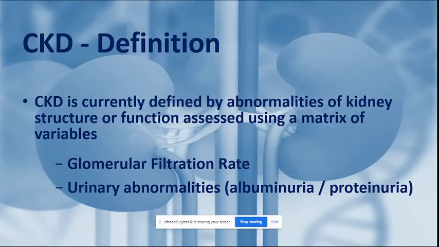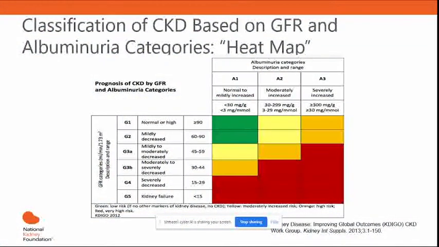So CKD is defined by abnormalities in kidney structure or function assessed using a matrix of variables. Those variables are glomerular filtration rate, as we estimate glomerular filtration rate using serum creatinine, and other matrix is urinary abnormalities, the presence of albuminuria or proteinuria.